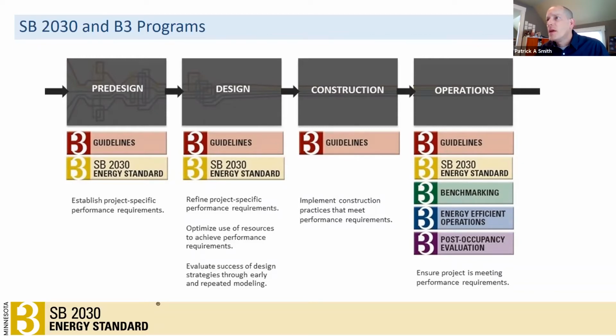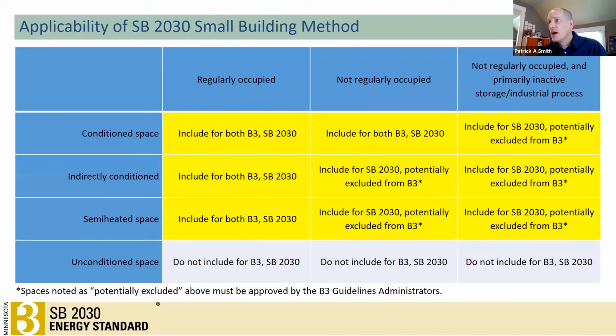Question for whether this table, I'll go back one slide just to pick up this here. Is this table specific to small building method? Was a question from the chat. This table is which square footage would contribute to that 20,000 square foot cutoff.